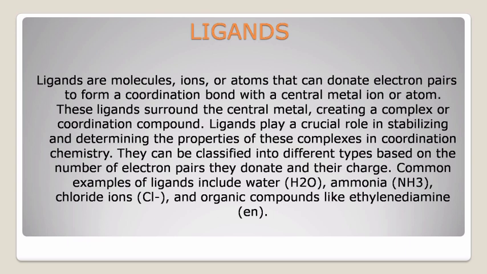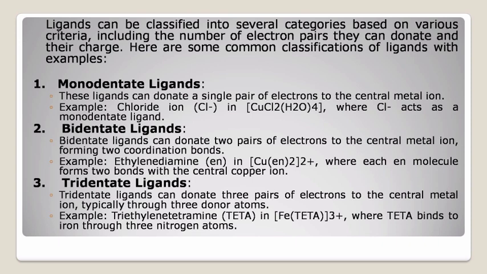Common examples of ligands include water, H2O, ammonia, NH3, chloride ions, Cl-, and organic compounds like ethylenediamine, en. Ligands can be classified into several categories based on various criteria, including the number of electron pairs they can donate and their charge. Here are some common classifications of ligands with examples. First, monodentate ligands. These ligands can donate a single pair of electrons to the central metal ion. Example, chloride ion, Cl-, in CuCl2(H2O)4, where Cl- acts as a monodentate ligand.